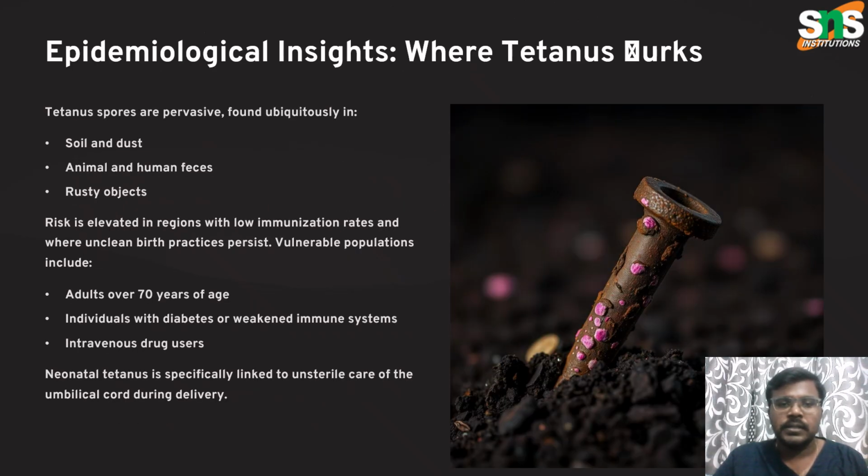Epidemiology: tetanus spores are mainly found in soil and dust, animal and human feces, and rusty objects. The risk is elevated in regions with low immunization rates. It is commonly seen in adults over 70 years of age.